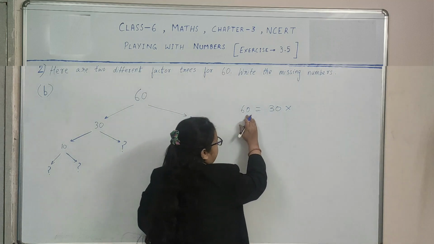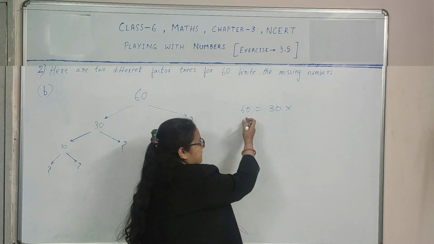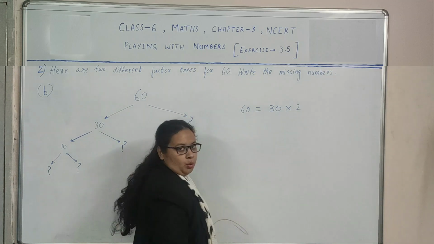So what will be the number? 60 is equal to 30 multiplied by, what number should be multiplied by 30 to get 60? It is, obviously, 2, right?